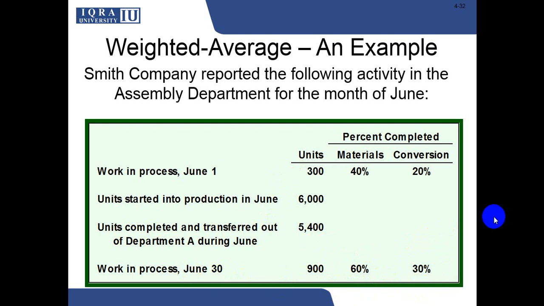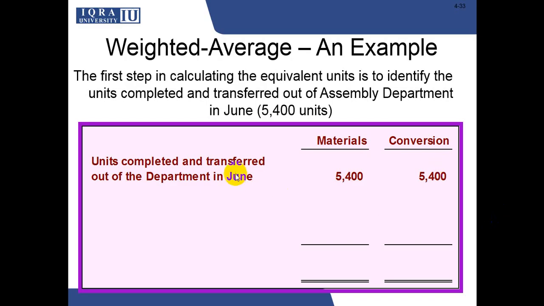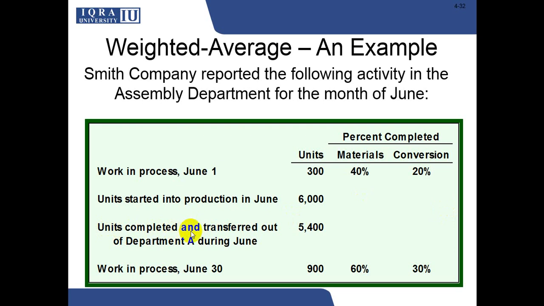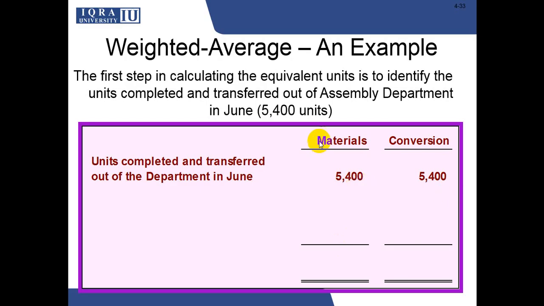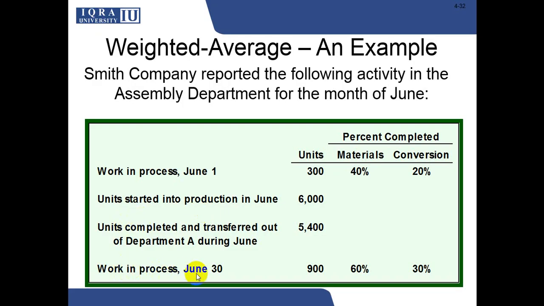So how can we calculate the equivalent units of production of this question? First, we will take units completed and transferred out of the department in June. That was 5,400. See here, that is 5,400. Again, we have to consider it in material and in conversion cost. Now, the second thing is WIP at the end, right? WIP at the end, June 30th, that is 900, right?